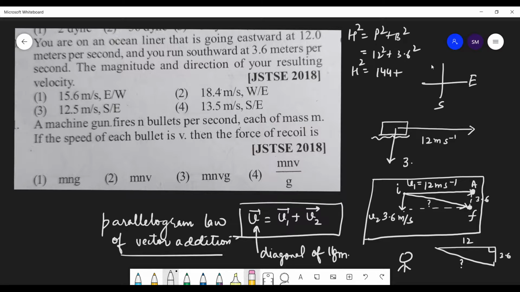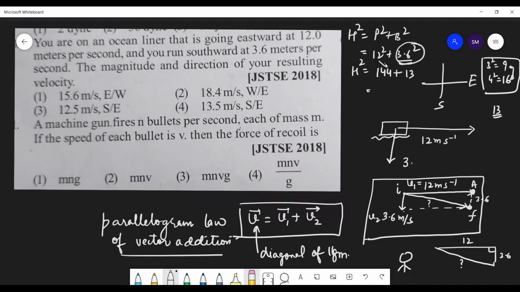What is 3 square? Let us do it approximately. 3 square is 9. 4 square is 16. So what is 3.6 square? What is the mid of 9 and 16? The mid is around 13. So 3.6 square will be around 13. Yes or no?